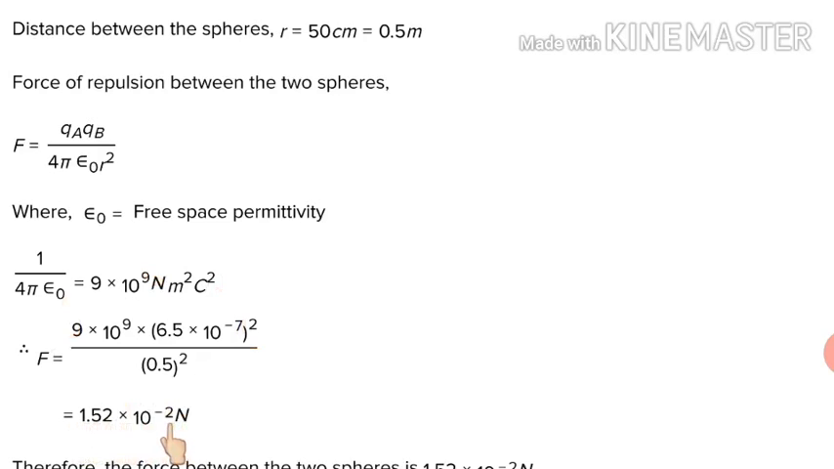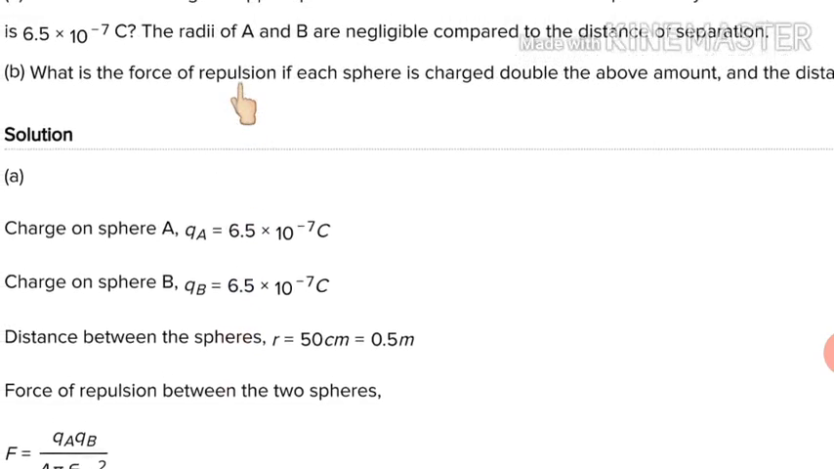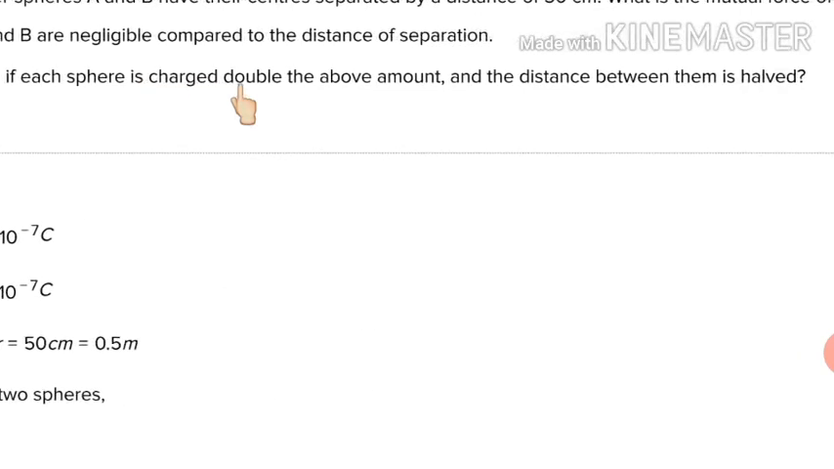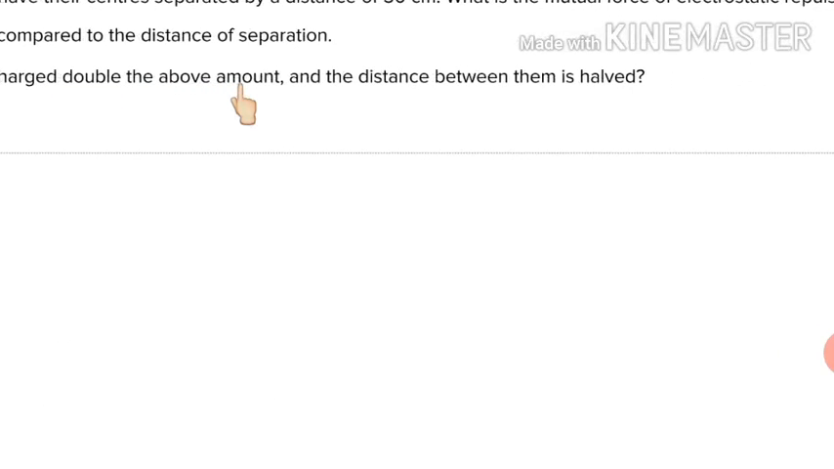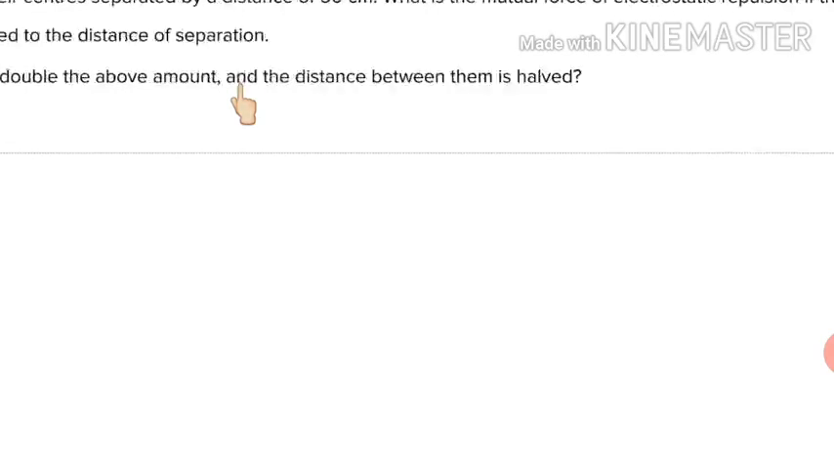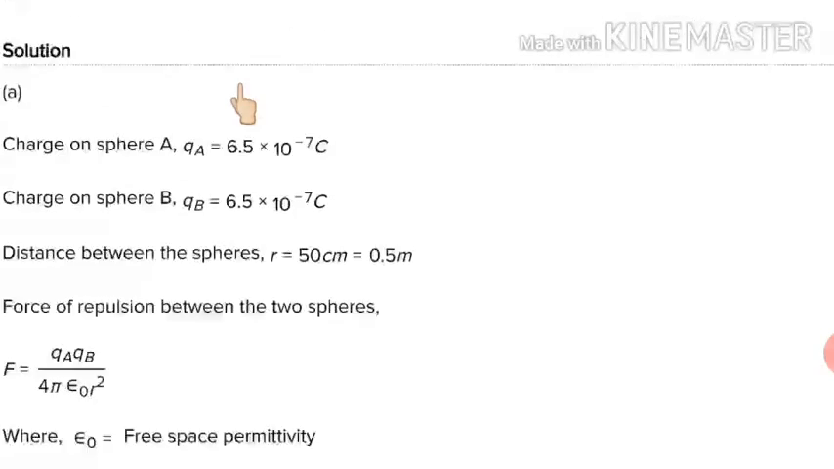So this is the force of repulsion which is acting between these two copper spheres. Okay, now what is the second part of the question? The second part of the question is, what is the force of repulsion if each sphere is charged double the above amount? It means if you double the magnitude of charge and halve the distance between them, then what will be the change in the force of repulsion which is acting between them?